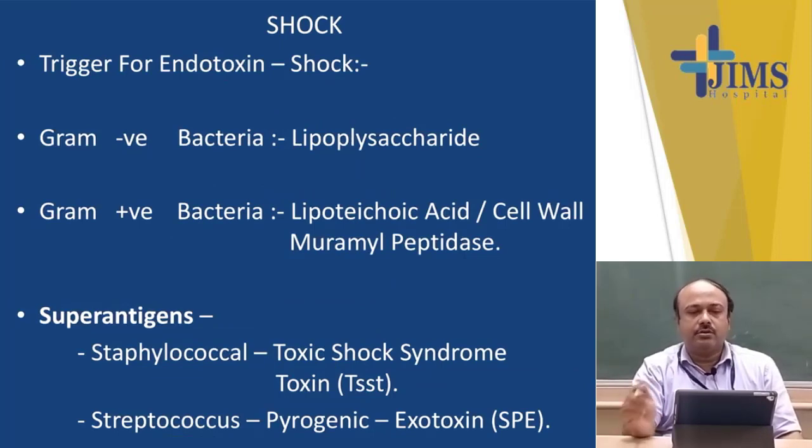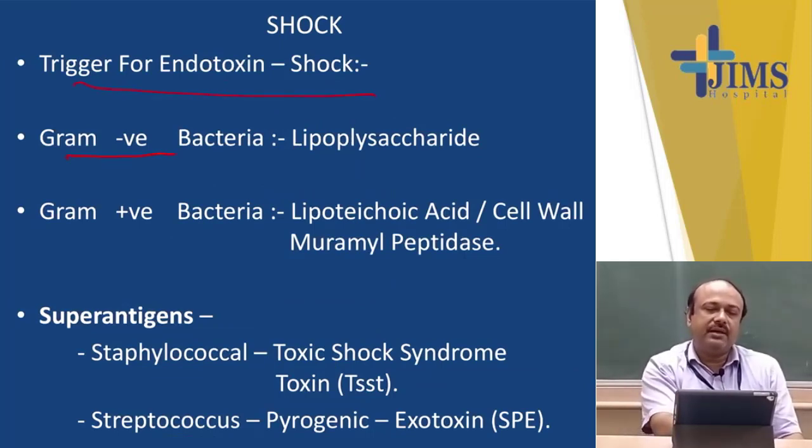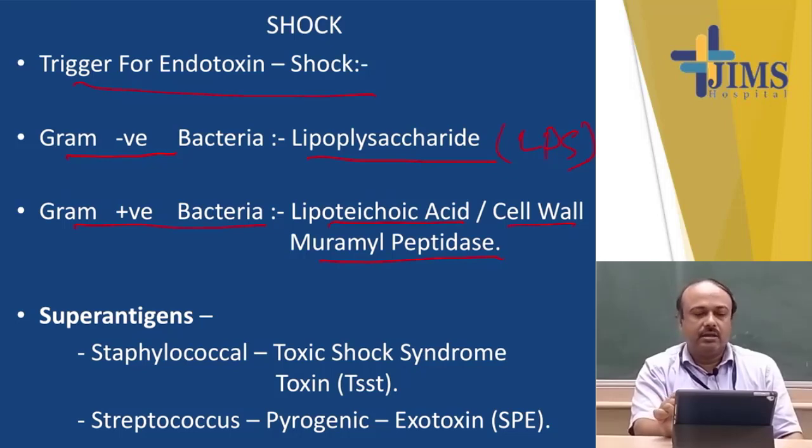Triggers for endotoxic shock: in cases of gram-negative bacteria it is lipopolysaccharide, or LPS in short, and in gram-positive bacteria it is lipoteichoic acid and cell wall muramyl peptide. Some superantigens are there, like in staphylococcal infections, toxic shock syndrome toxin, and in streptococcal infection, pyrogenic exotoxin, which is known as SPE in short. So these are the various trigger factors or toxins which are released by bacteria and lead to shock.